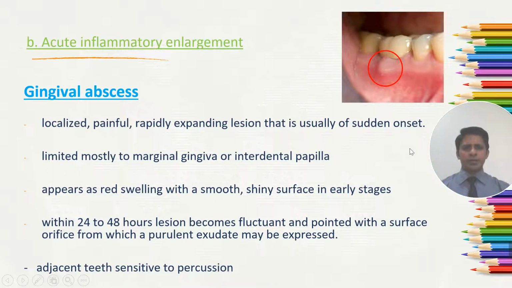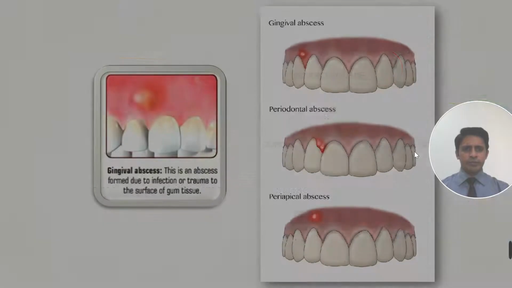It appears as a red swelling with a smooth, shiny surface in early stages. Within 24 to 48 hours, the lesions become fluctuant and pointed with a surface orifice from which a purulent exudate may be expressed. Adjacent teeth are sensitive to percussion.